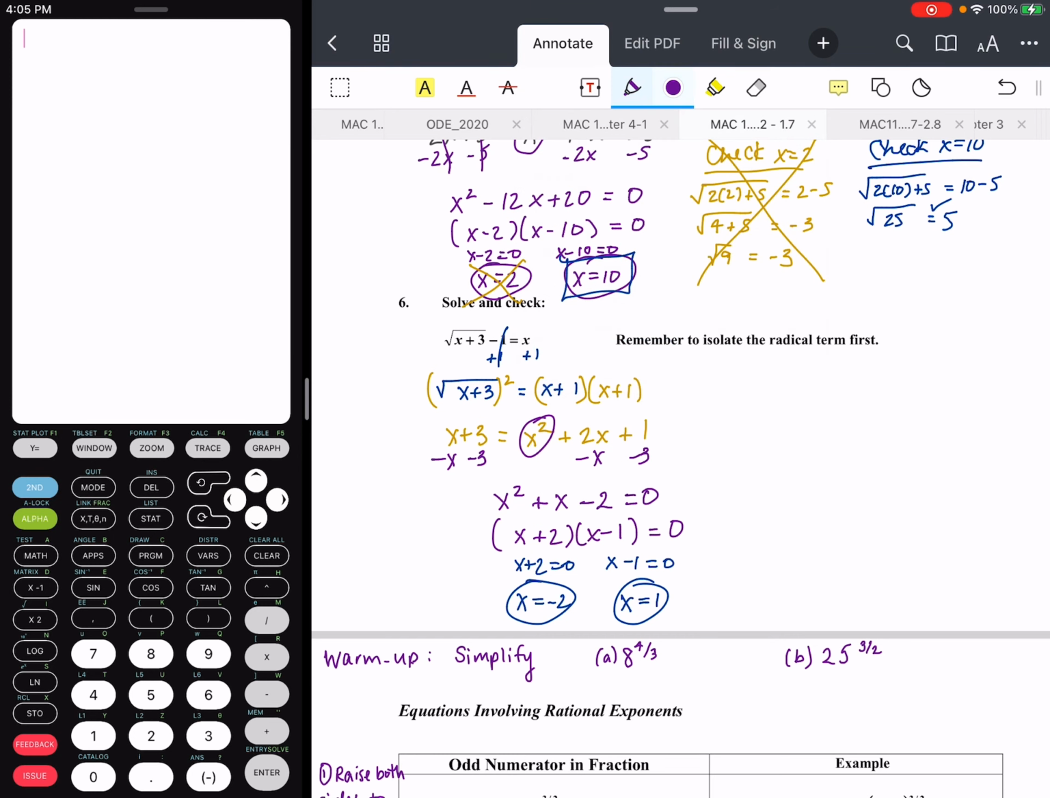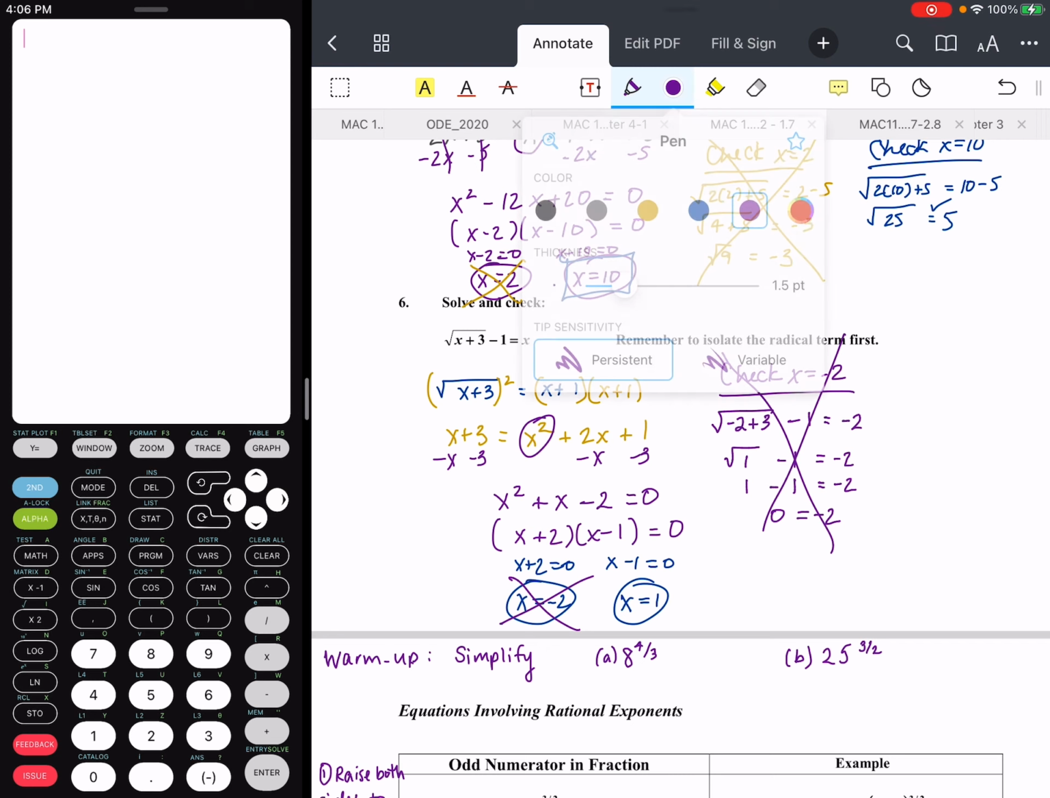Let's go ahead and check these. So first I'll check x equals negative 2, and I want to do this in my equation before I touched anything, so with that original equation. So I've got square root of negative 2 plus 3, and then minus 1 equals negative 2. So this is the square root of positive 1 minus 1 equals negative 2, which would be 1 minus 1 equals negative 2. And at this point, I can see that the left side isn't going to match the right side. So that check doesn't work. We kick out x equals negative 2.